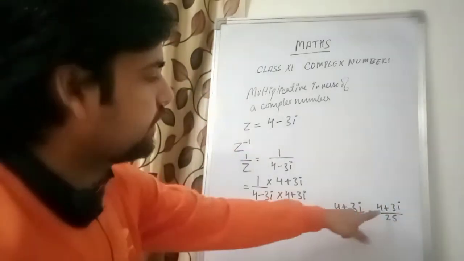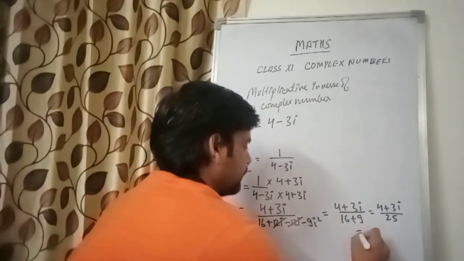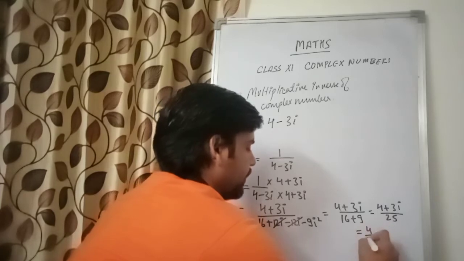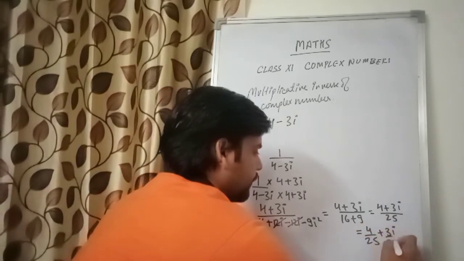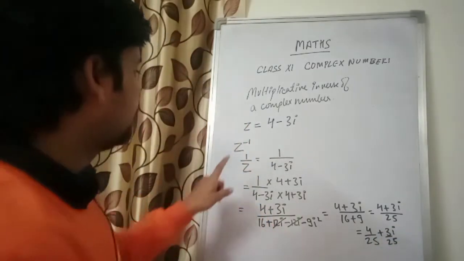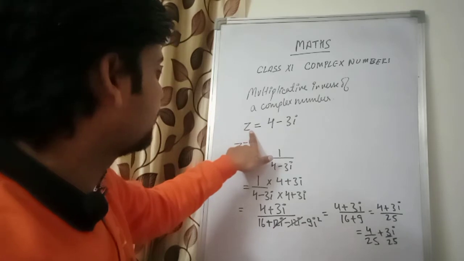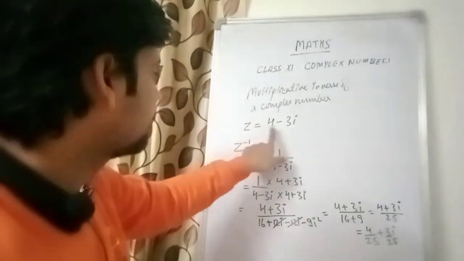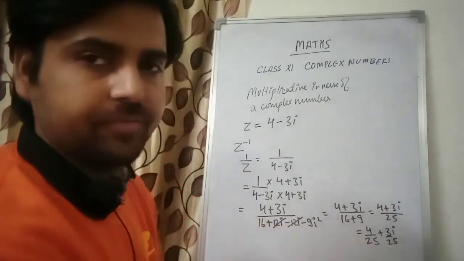So now I can write this as 4 by 25 plus 3i by 25. So the multiplicative inverse of this z, or this complex number, is 4 by 25 plus 3i by 25.